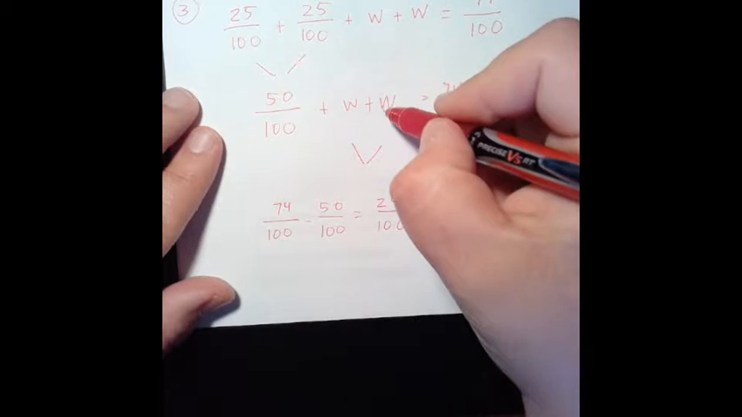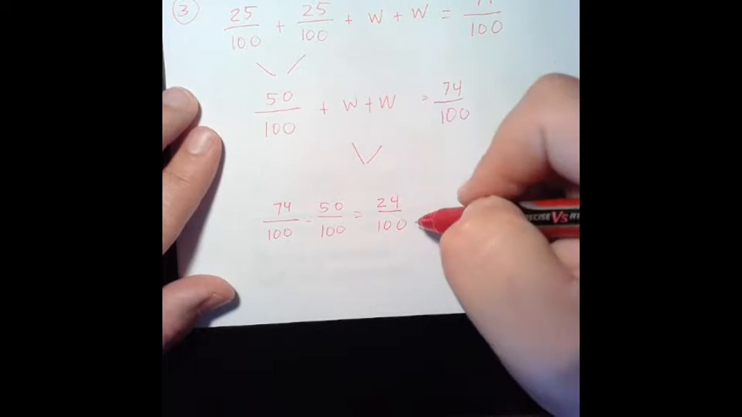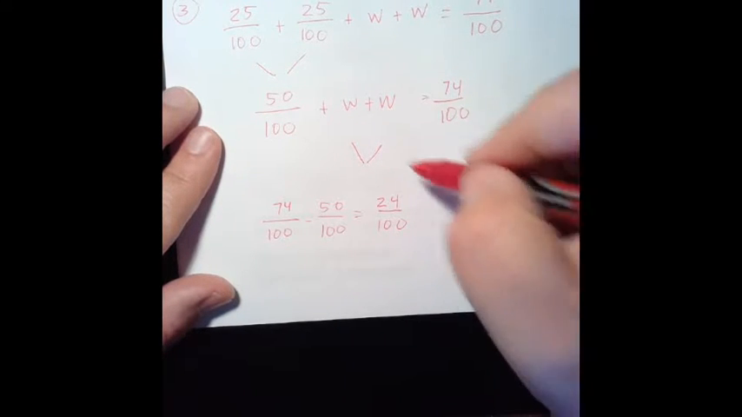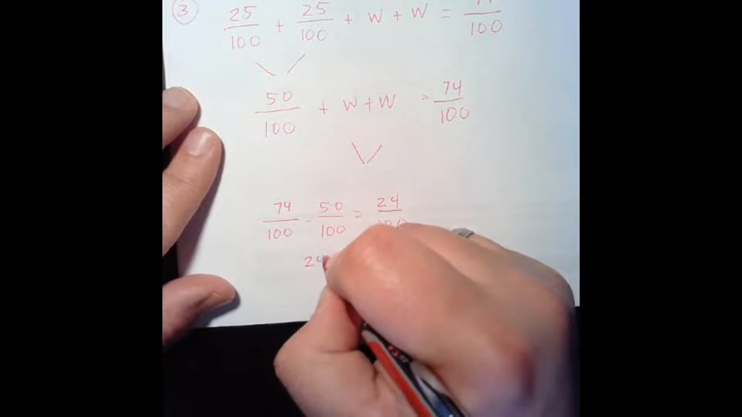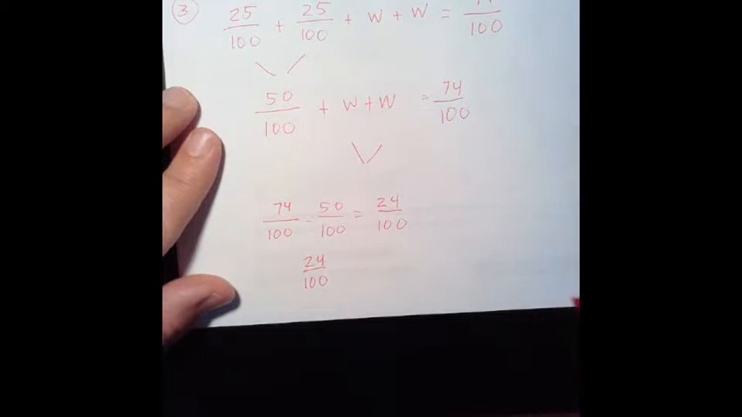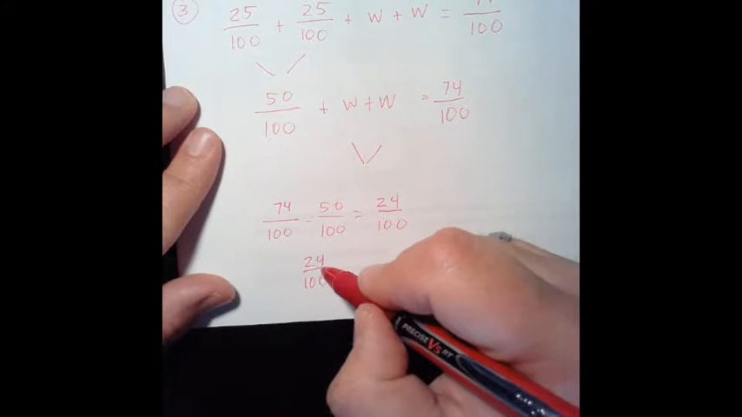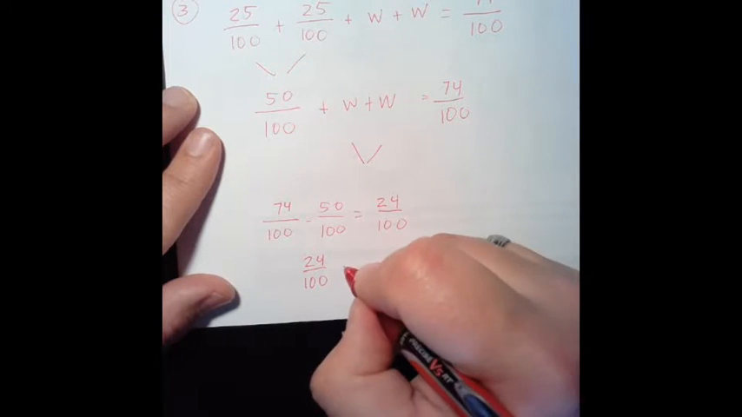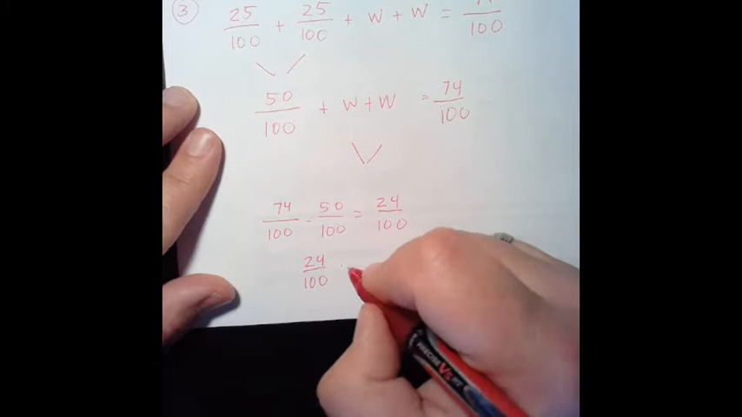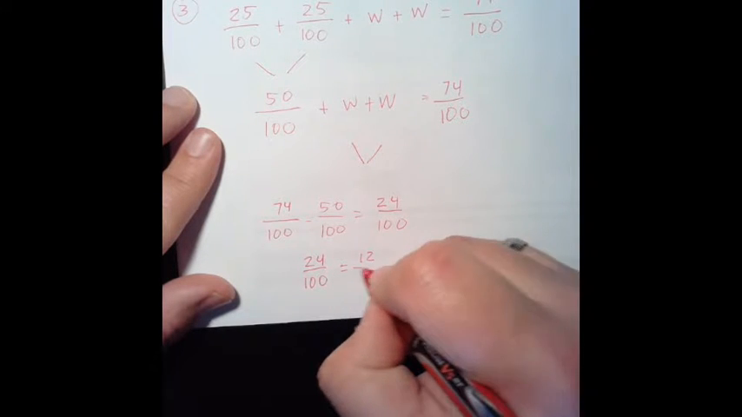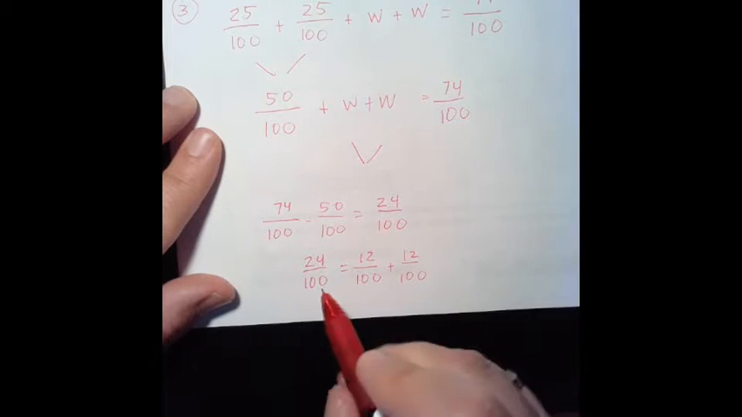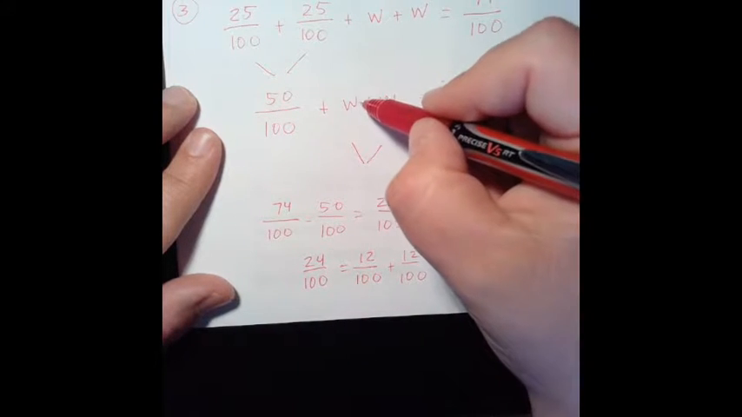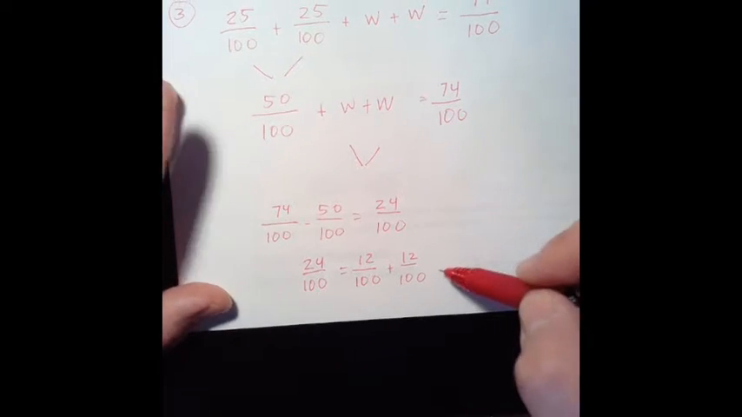Since we have two widths, and they want to know what one side is, which is one width, we're going to have to take this 24 hundredths and split it in half. Well, I know that half of 24 is 12, right? Because 12 hundredths plus 12 hundredths will get me 24 hundredths. So that means that one width would be 12 hundredths.